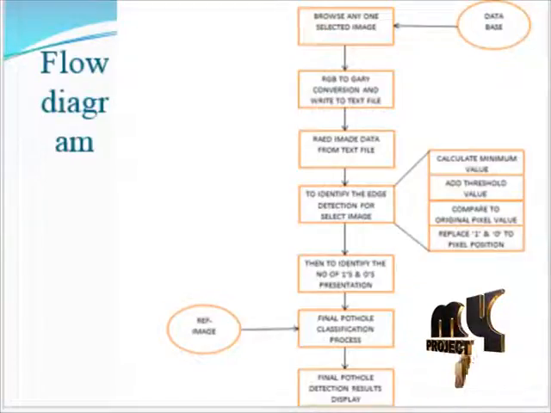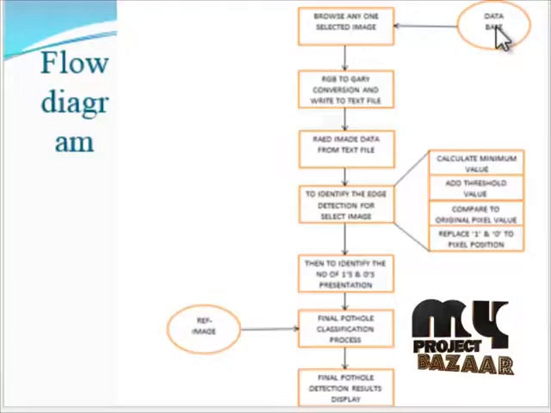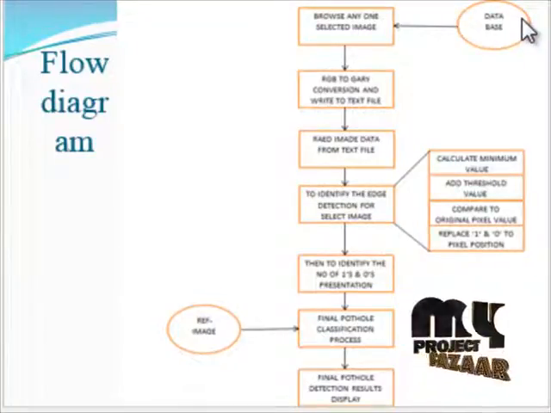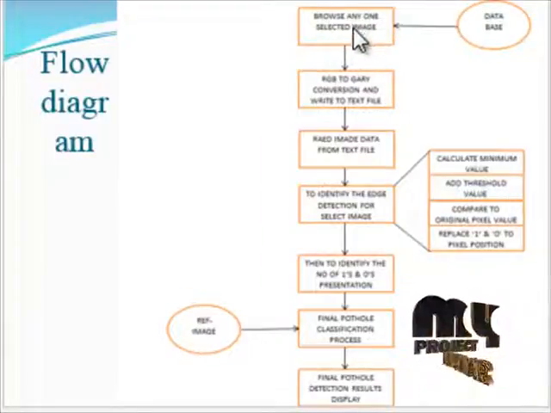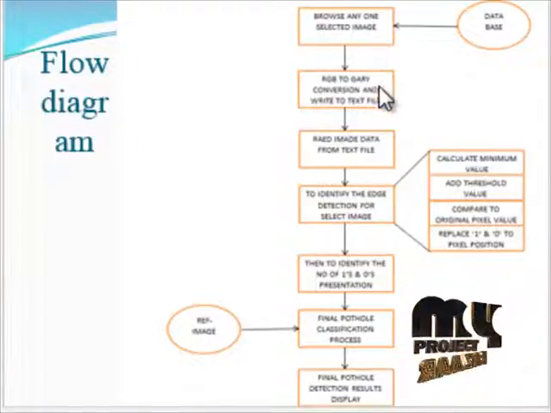Now we are going to discuss our product flow diagram. This is our flow, and this is the database. First of all, we collect data for pothole images and plain road images. We select any one image by browsing. First we run the processing in MATLAB: we read the image from the pothole or plain road images, then apply RGB to gray conversion and write the file.